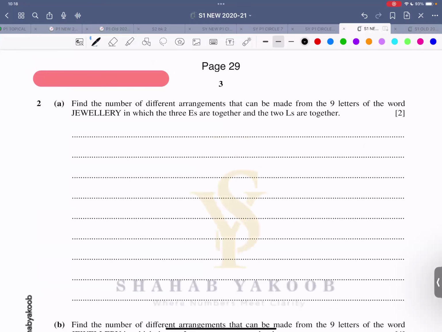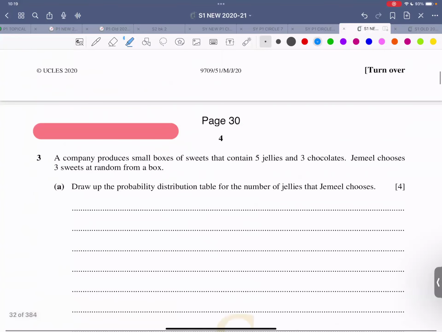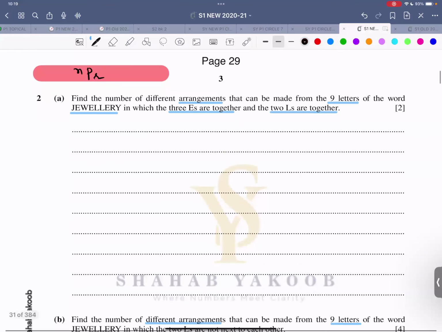So now let's move on to the next thing. That is, find the number of different arrangements. Now the question is about arrangements that can be made from 9 letters of the word jewellery, in which the 3 E's are together and the 2 L's are together. Let me also read the next part. Find the number of different arrangements that can be made from 9 letters of the word in which the 2 L's are not next to each other. And this particular question is only about permutation. So that is nPr, that is permutation.